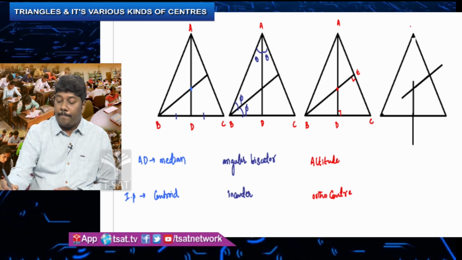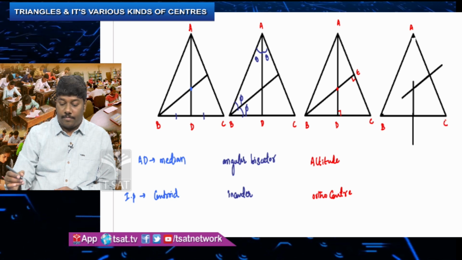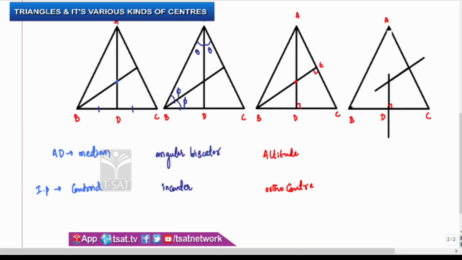In the last one, I do not call it as AD, but here this line is perpendicular to BC and it is dividing BC into 2 equal parts. So, I call it perpendicular bisector. So, here this is perpendicular bisector, and the intersection of perpendicular bisectors is called a circumcenter.